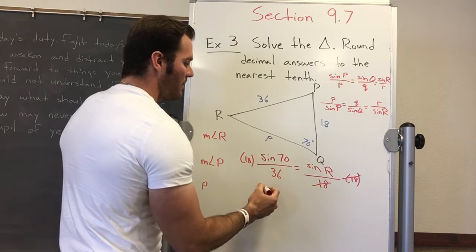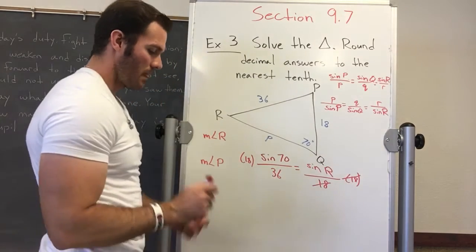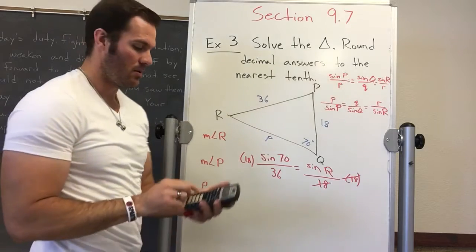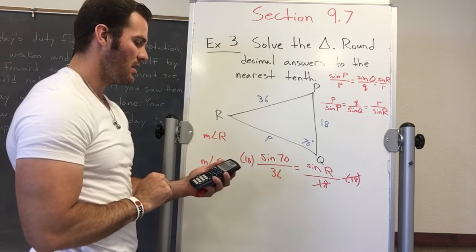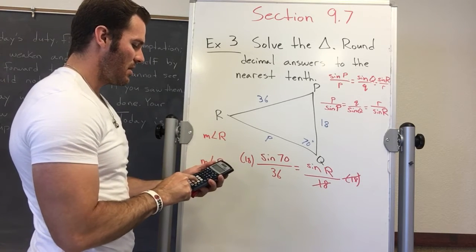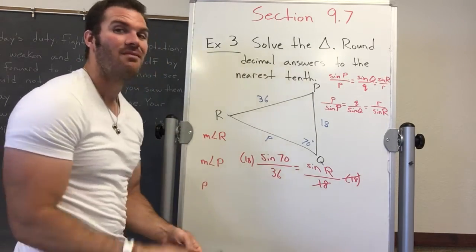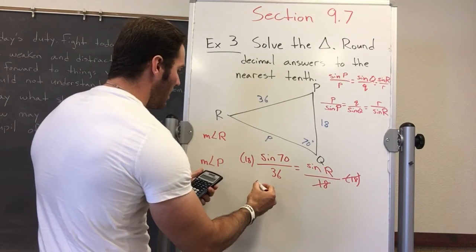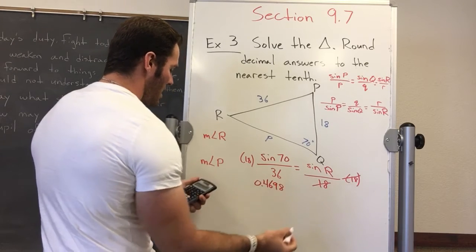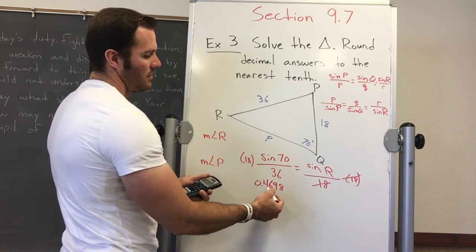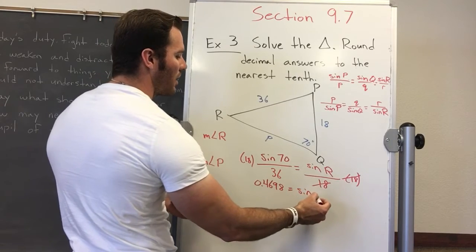And now I have 18 sine 70 over 36. I can solve for that by using my calculator. 18 sine 70, that equals, and then divide that answer by 36. Now don't round your answer yet. That's at the very, very end is when you're going to round it. 0.4698. We'll go to 4 decimal places, so I don't have to write the whole thing.